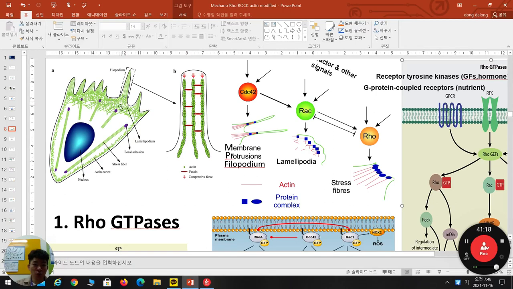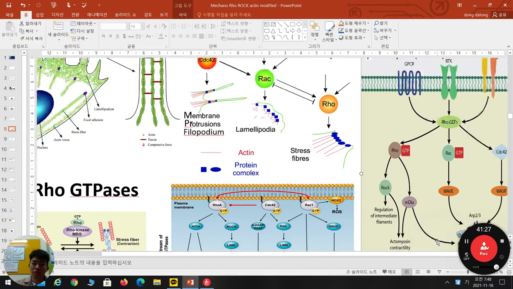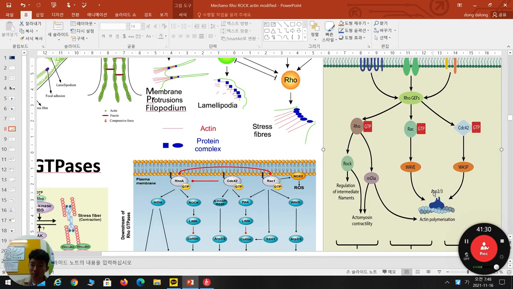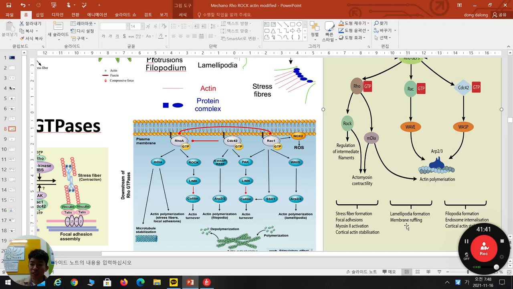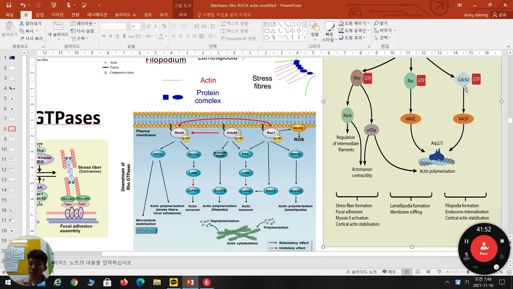Branch means not only one alignment, this way, this way, this way, right? They have to make many branches. When they make many branches, they activate and make this Arp2/3. This is the branching site. And from this branching, they are making another F-actin. So through this F-actin, Rac is making lamellipodium formation and membrane ruffling. Ruffling means when the cell uptakes some nanoparticle or other molecule from the outside. And then this Cdc42 is in charge of filopodia formation, endosome internalization, and cortical actin stabilization.